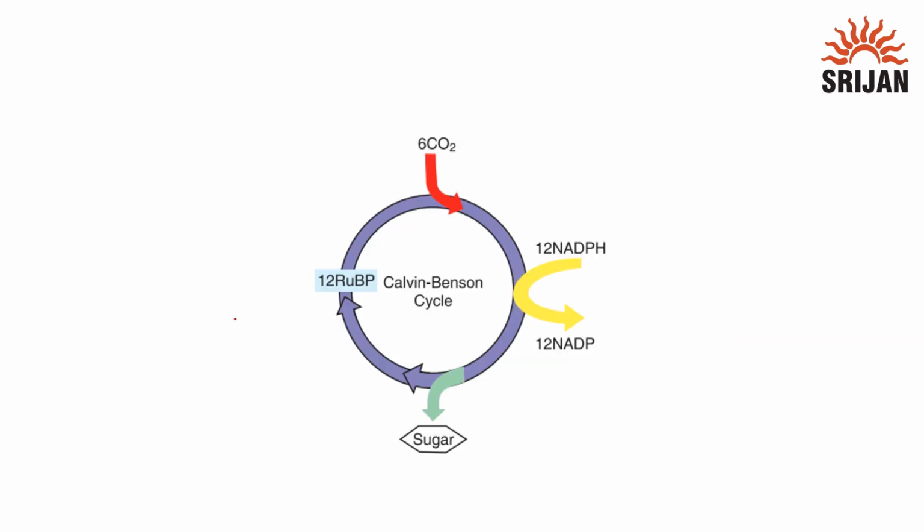Here we have the diagrammatic representation of Calvin-Benson cycle. We can observe that 6 carbon dioxide molecules are getting converted into glucose molecule, that is the sugar, and in the process we observe that 12 NADPH are converted into 12 NADP. We also observe that RuBP is getting regenerated.